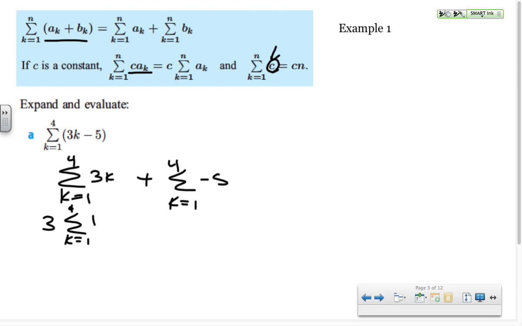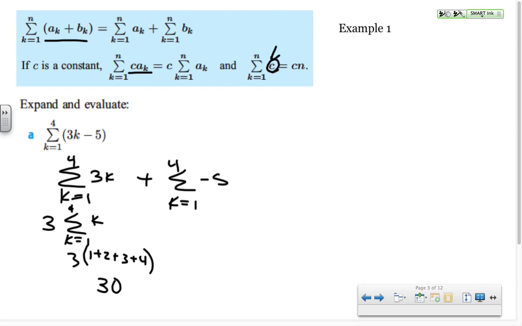K equals 1 to 4 of k. All right, so what this means is that I'm going to take 1 to 4, k itself is added up. So 1 plus 2 plus 3 plus 4, and I'm going to multiply that all by 3. Okay, 1 plus 2 is 3, plus 3 is 6, plus 4 is 10, times 3 is 30.